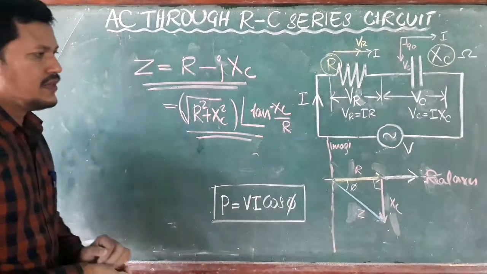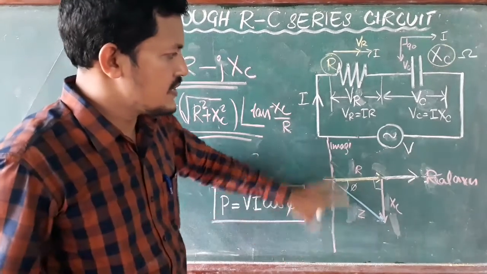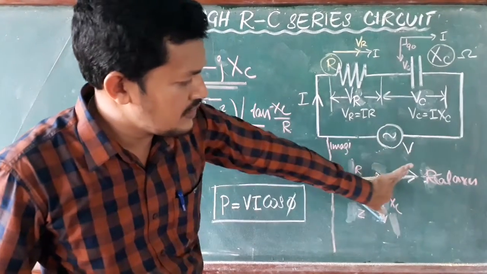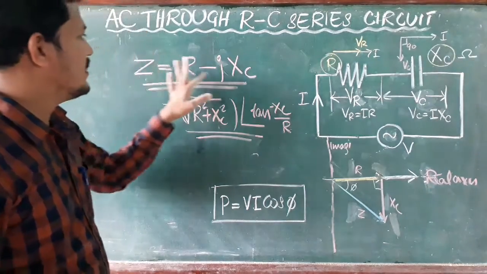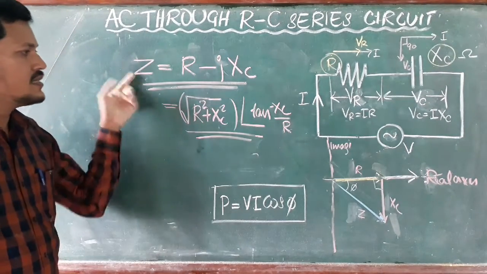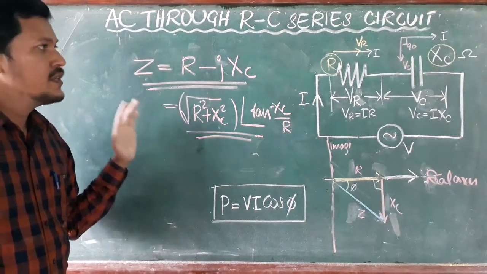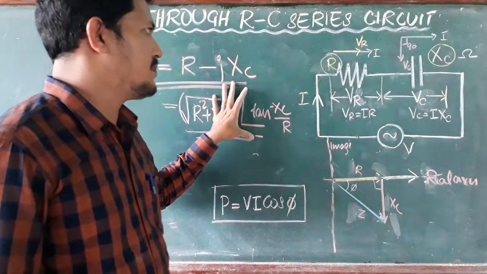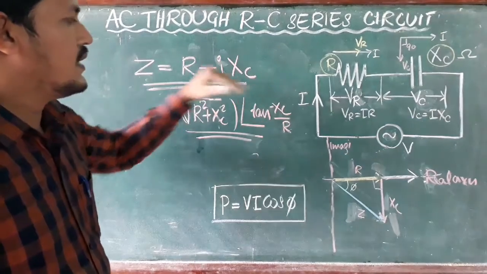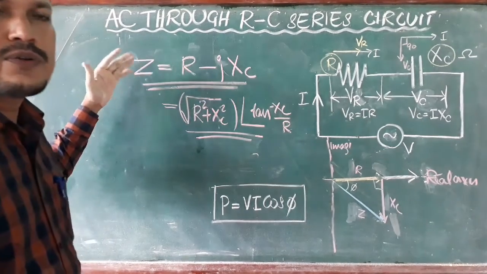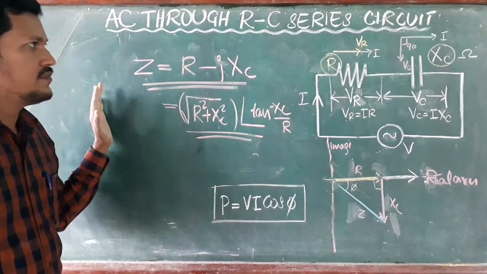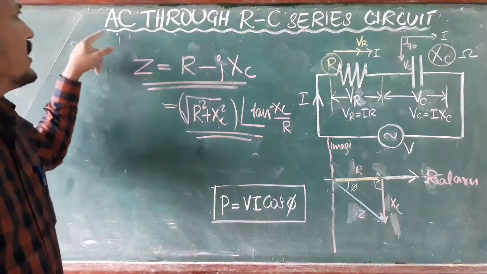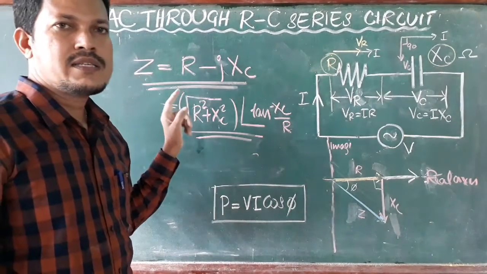Just imagine the imaginary axis and the real axis, what is the real value and what is the imaginary value, and we can write it in the rectangular format. Next we can convert it into polar form. This is also used for the calculation of parallel circuits. First we convert to rectangular format, and next we can do the calculations very easily. Clear? This is about AC through an RC circuit.